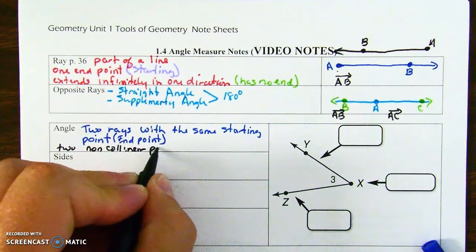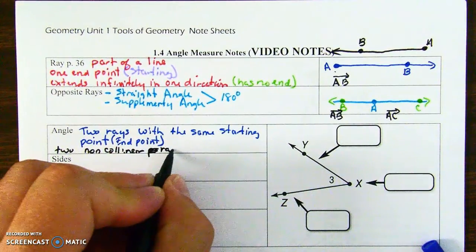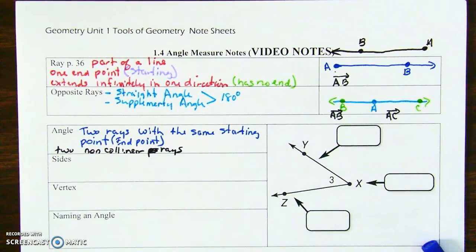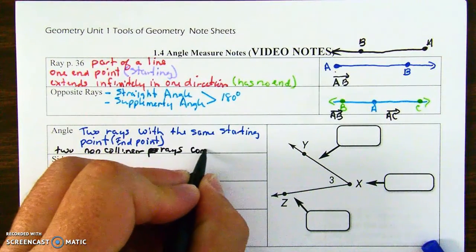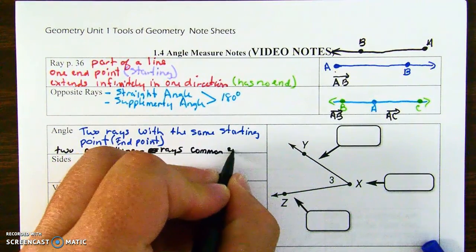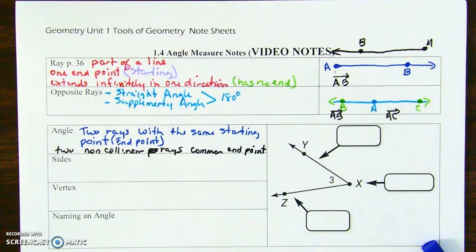Non-collinear rays, not points, that have a common endpoint. So I have a common endpoint. Whatever you decide to do, that's how I want it. I always try to put things in my own words so I understand it better.